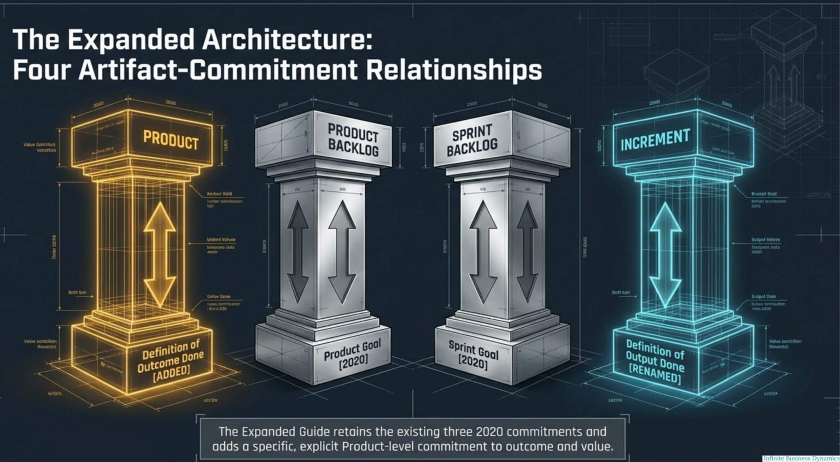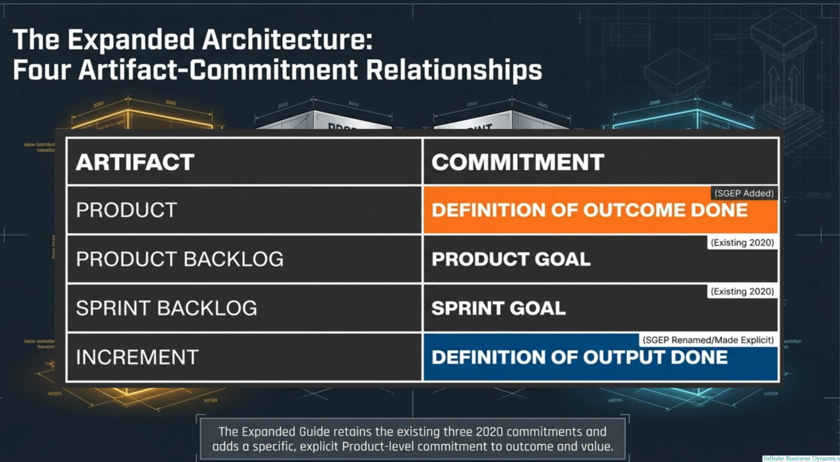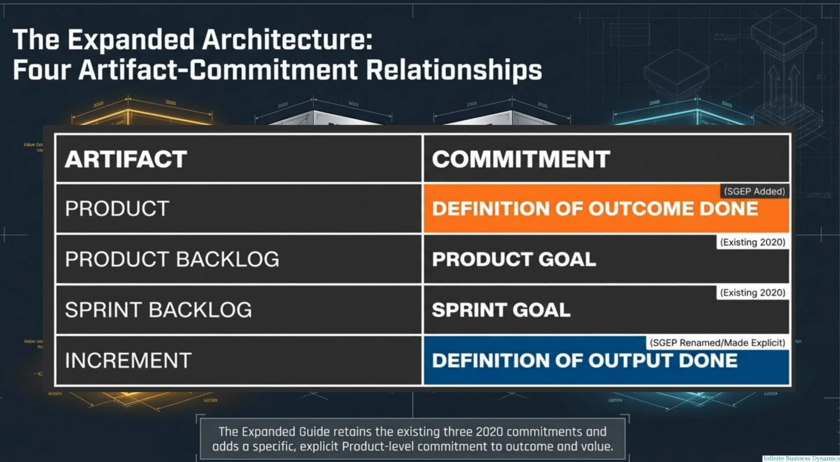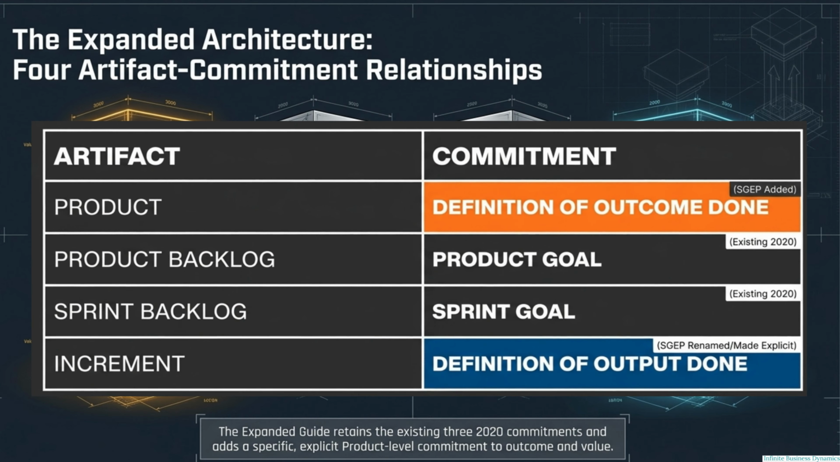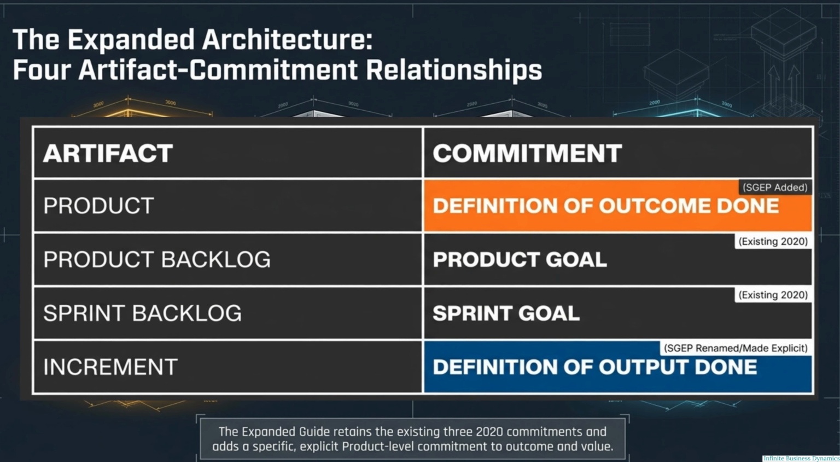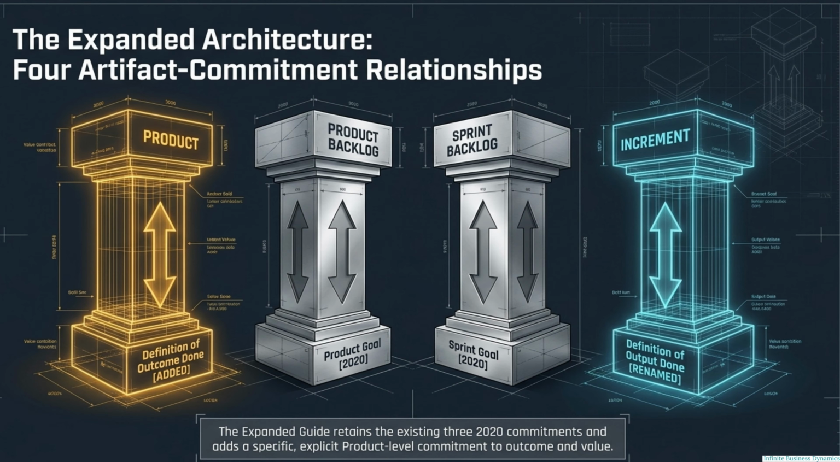All right, take a look at this expanded architecture. You're going to want to notice the crucial new addition, the explicit product-level commitment known as the definition of outcome done. It sits right alongside the retained 2020 goals and the explicitly renamed definition of output done, creating 4 very clear artifact commitment relationships. It creates this beautiful, balanced ecosystem where technical quality and real-world value are equally respected and tracked.